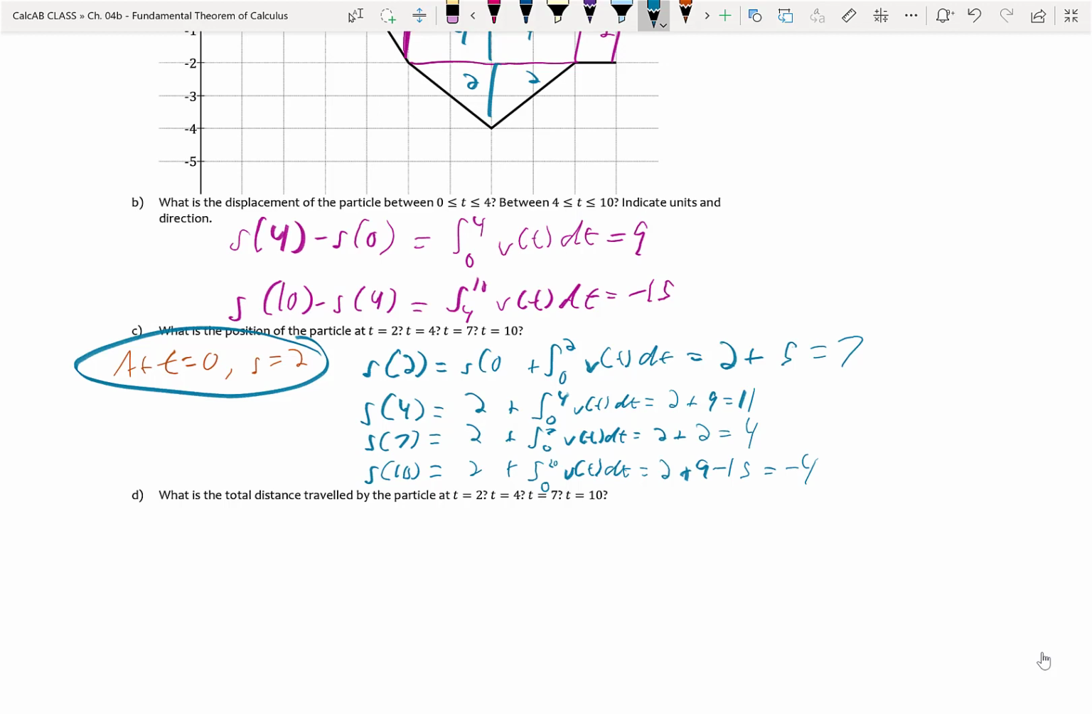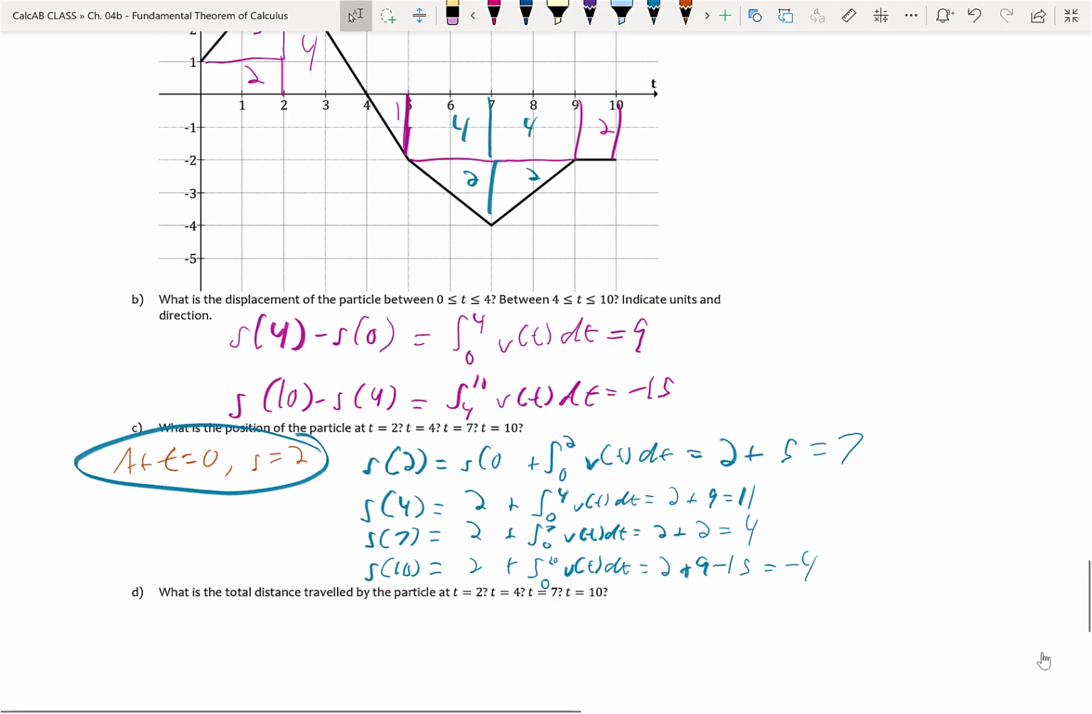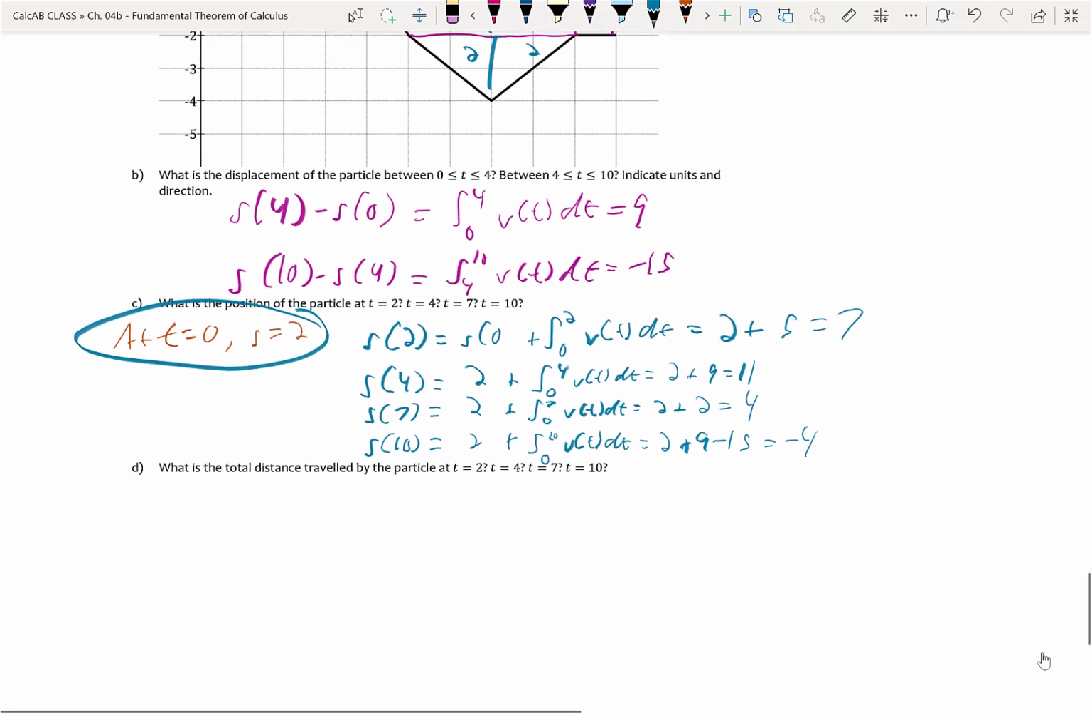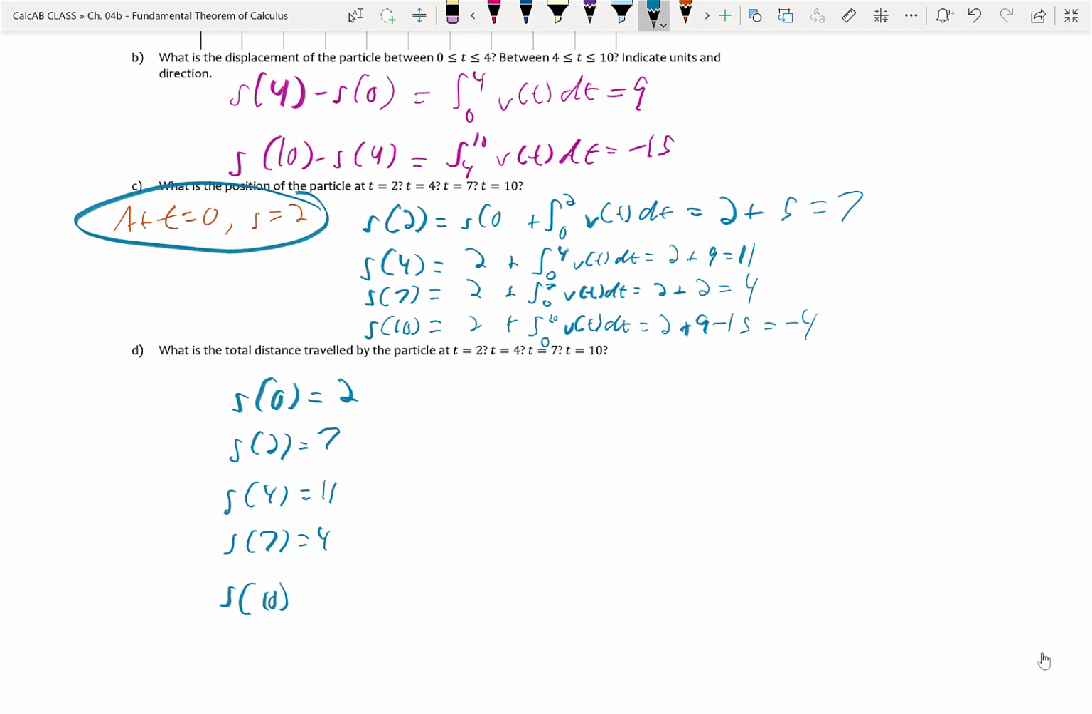Okay, finally, what is the total distance traveled by the particle at t equals 2? How far did it go at t equals 2? What is it? We can just do this because I know that it's not stopped anywhere in between. We know the places where velocity is 0. So since it traveled from 2 to 7, I know that s of 0 is 2, s of 2 is 7, s of 4 is 11, s of 7 is 4, and s of 10 is negative 4. I really just need to know what the difference is between some of these.